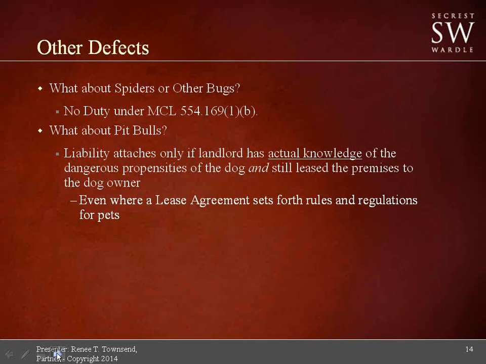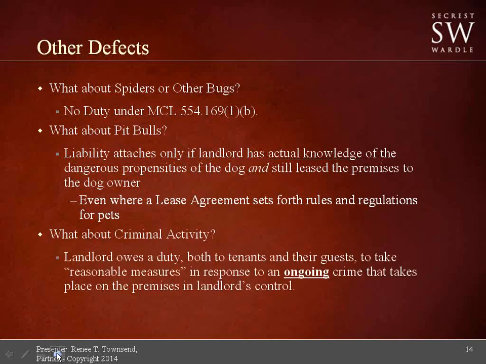Though spiders and pit bulls might be scary to some, the issue of criminal activity is another concern for landlords. Michigan courts have held that a landlord owes a duty both to tenants and their guests to take reasonable measures in response to an ongoing crime that takes place on the premises. This generally means calling the police. Landlords are not expected to fight crime themselves. The Supreme Court has also held that landlords have no duty to respond to criminal activity within rental units. A landlord's duty arises only when the triggering conduct occurs in the areas under the landlord's control.